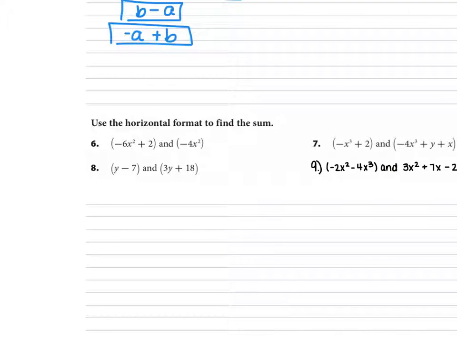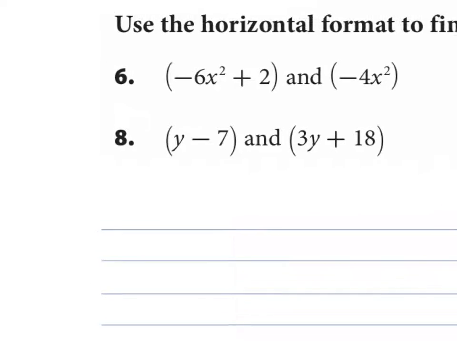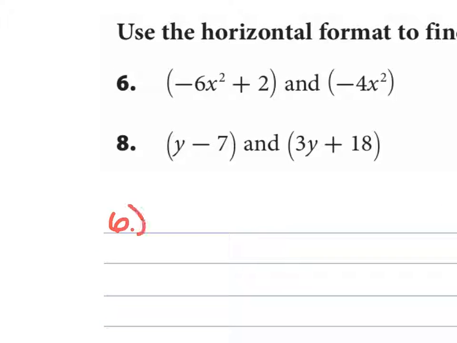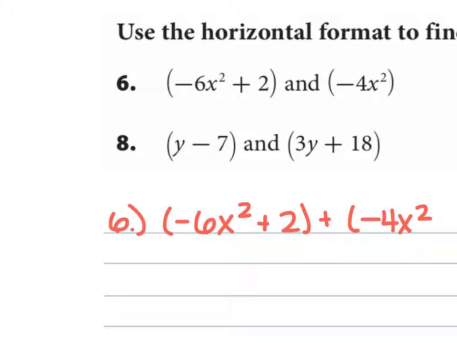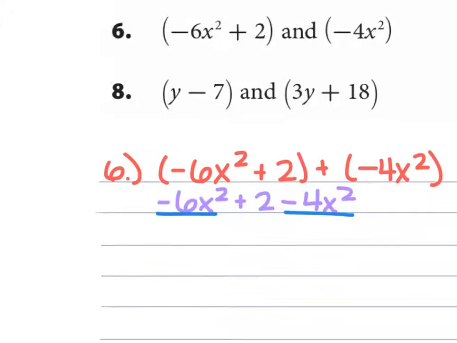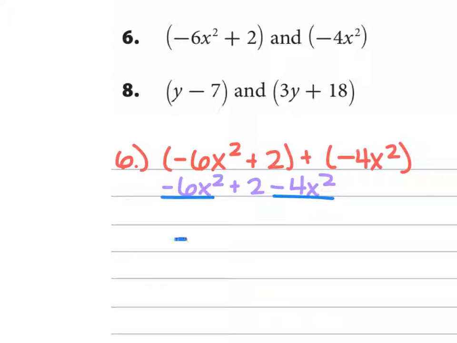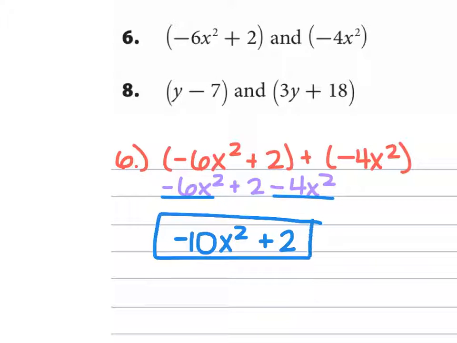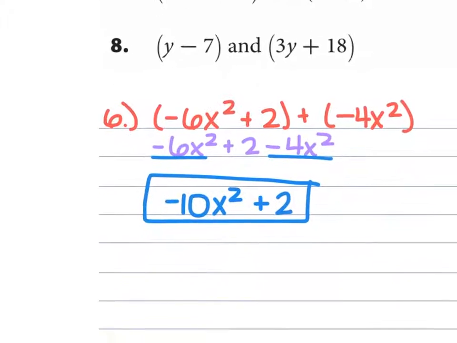If we look at 6, we have negative x squared plus 2, negative 6x squared plus 2, and negative 4x squared. So this is the same thing as negative 6x squared plus 2 minus 4x squared. That negative 6x squared minus 4x squared is going to give us negative 10x squared, and we keep that plus 2. So negative 10x squared plus 2.